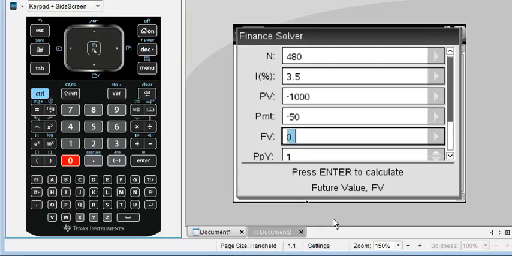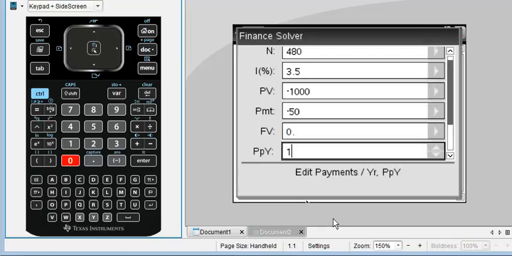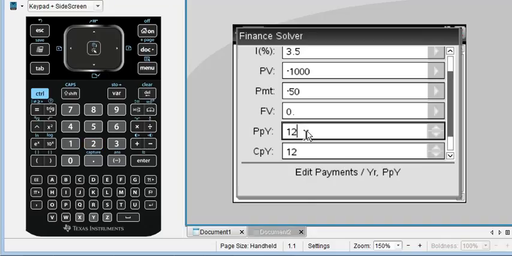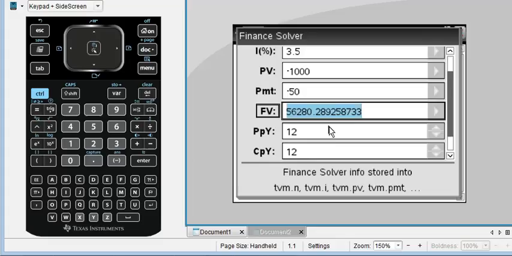Future value, that's what we're looking for, so we'll come back to it. For now we press Tab. That should be 12. When I tab, it will by default update. So this is what I was saying, that even though the equation requires the payments to be the same as the compounding period, the CAS actually allows you to make them different. So you can change one manually. So going back up, tab, tab, tab, tab, tab, to get back to your future value, this is what we're looking for. So I press Enter. And that's the exact same value that you would get by hand if you manually entered the equation. So $56,280.29.